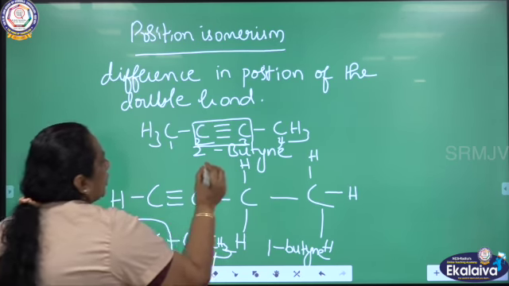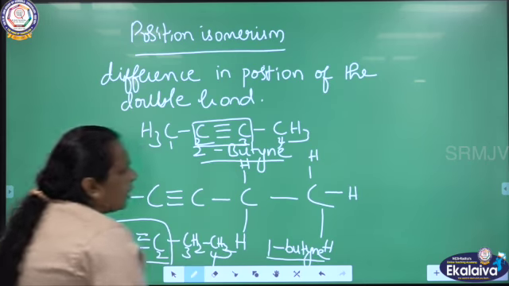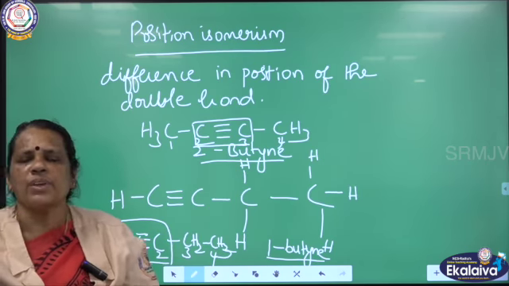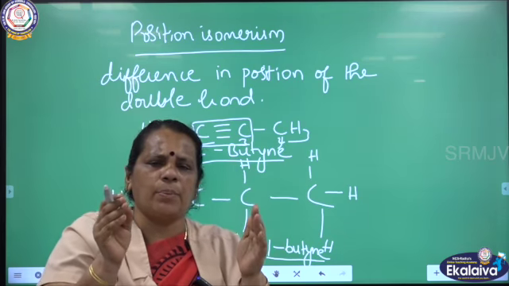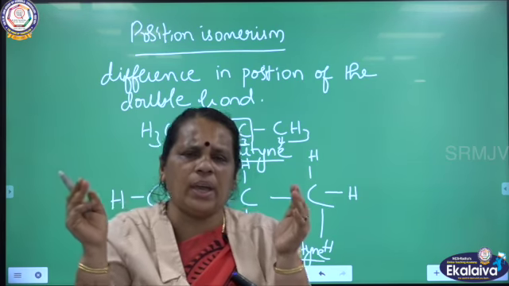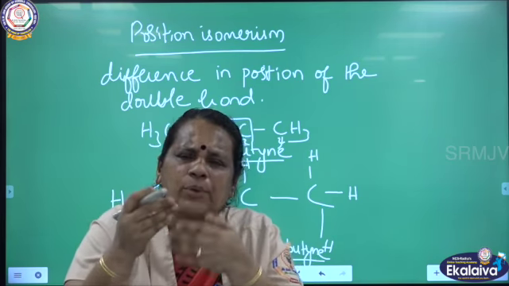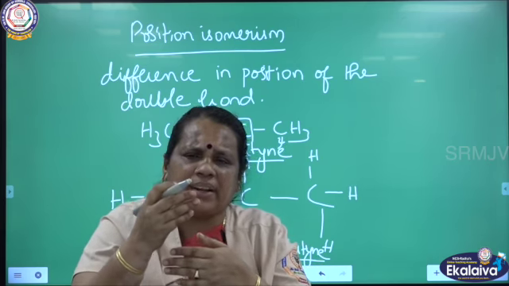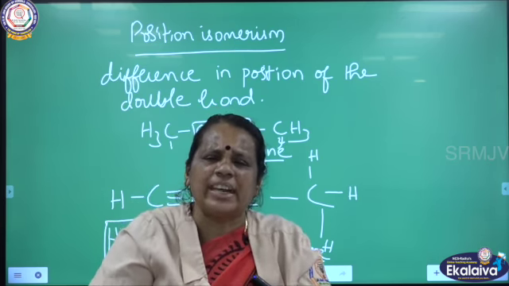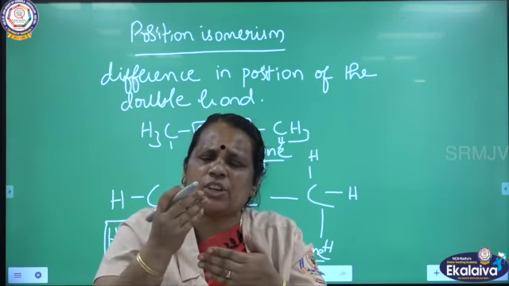See this 2-butyne and 1-butyne. What are these? These are position isomers. What are position isomers? The same compound we can write in 2 different ways. We are changing the position of the unsaturation point, that is the triple bond.